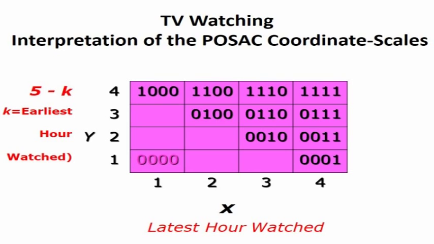The y-axis also measures this time how early was the earliest hour. The earlier is the earliest hour, the higher the score on the y-axis. If your earliest hour was very early, like 7 o'clock, then you get a score of 4. If the earliest hour you watched was only the second hour, 8 o'clock, then you get a score of 3, and so down to 1. If your earliest hour was the last hour, 10 o'clock, then you get a score of 1, a low score.